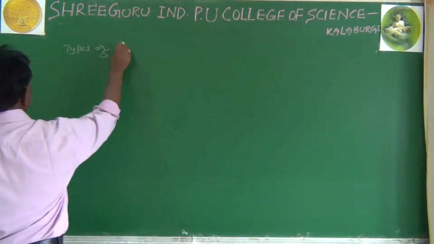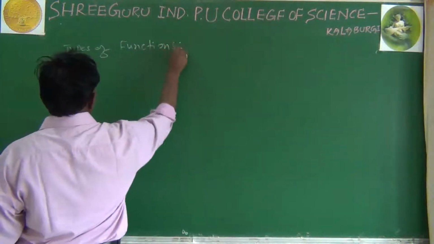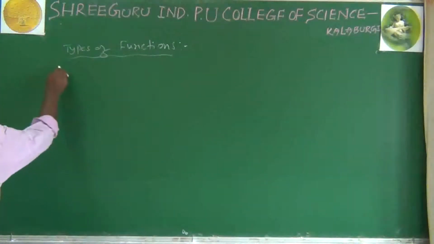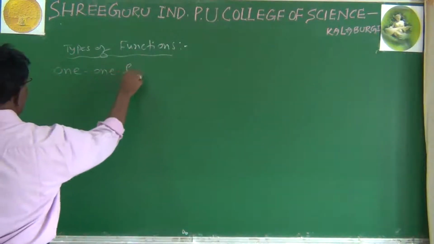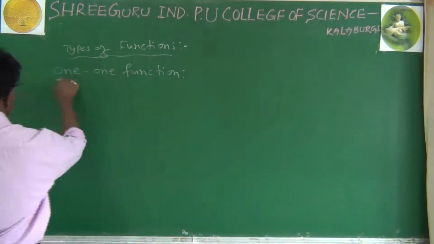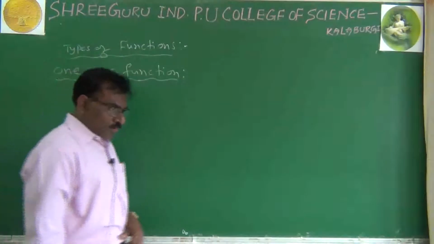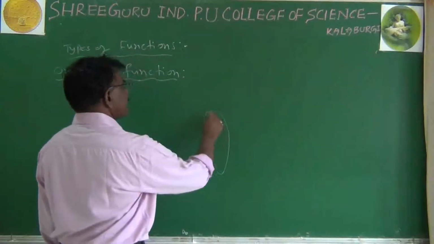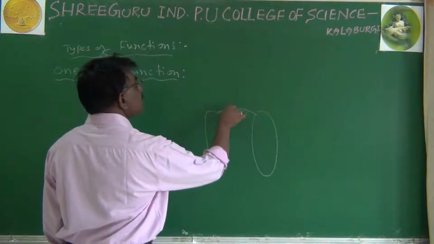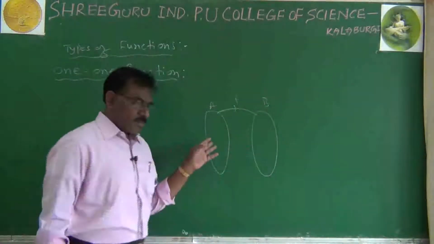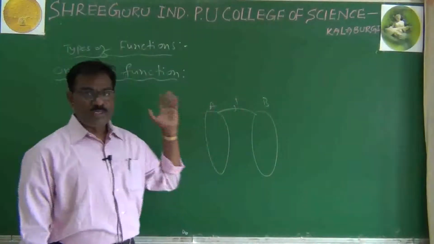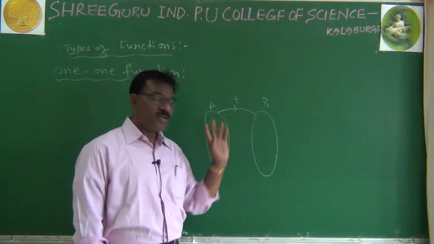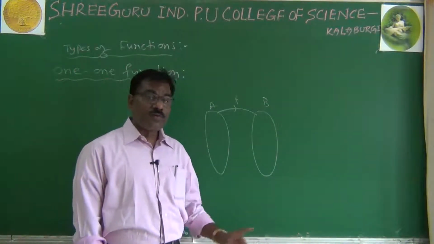Types of functions. The first one, one-one function. One-one function means, suppose this is set A, this is set B, this is f, A to B. The function f from A to B is said to be one-one function if different elements of set A have different images. It is called one-one function.